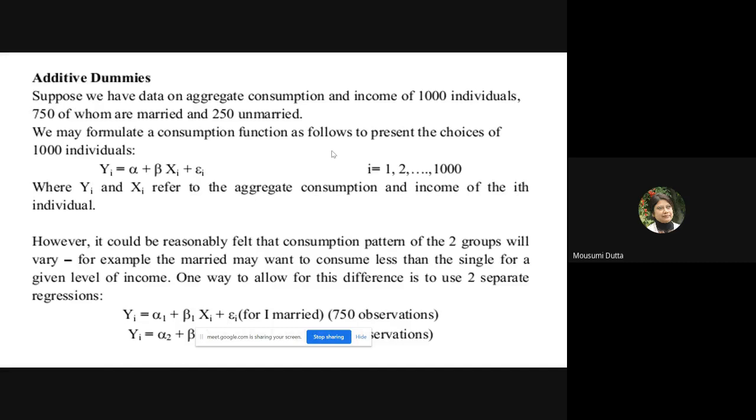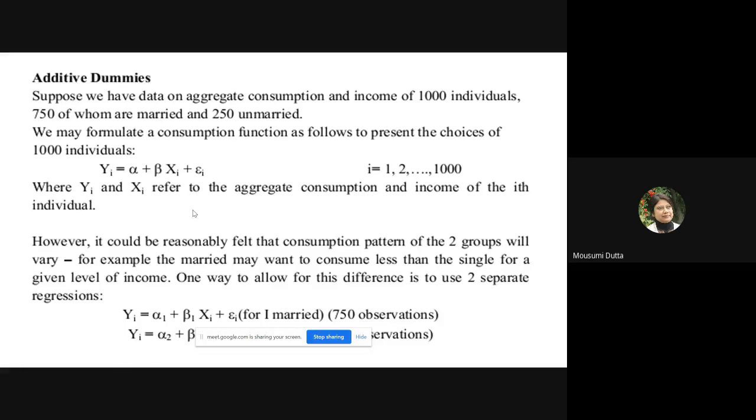Now, we may formulate the consumption function as yi is equal to alpha plus beta xi plus epsilon i for all 1,000 individuals, where yi and xi refer to aggregate consumption and income of the ith individual. However, there are two groups, and as a researcher, you may be interested in whether MPC varies between the married and unmarried groups, whether marginal propensity to consume varies between these two groups.